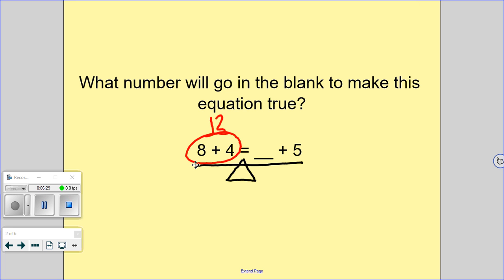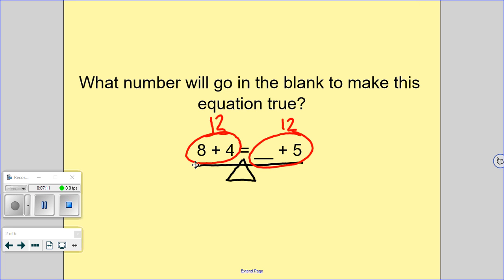My other side, one of my parts is 5. I know it has to come up and equal 12 because I need my balance to be equal. But I don't know my other part. So I know that 5 is one part of my equation. But right now it's not balanced. What needs to go on that box to make it balanced?